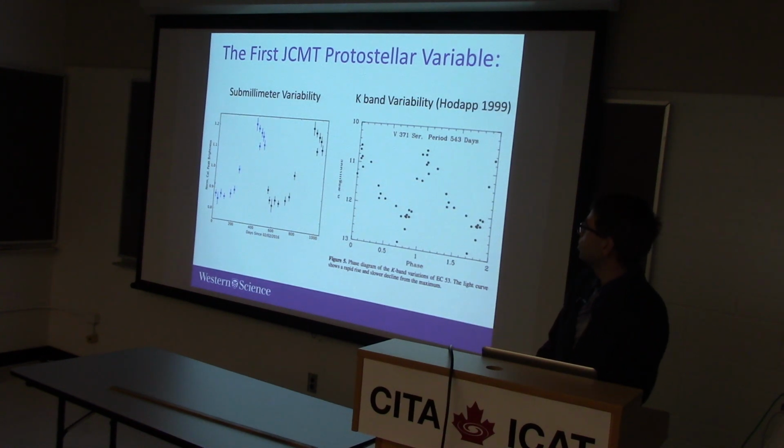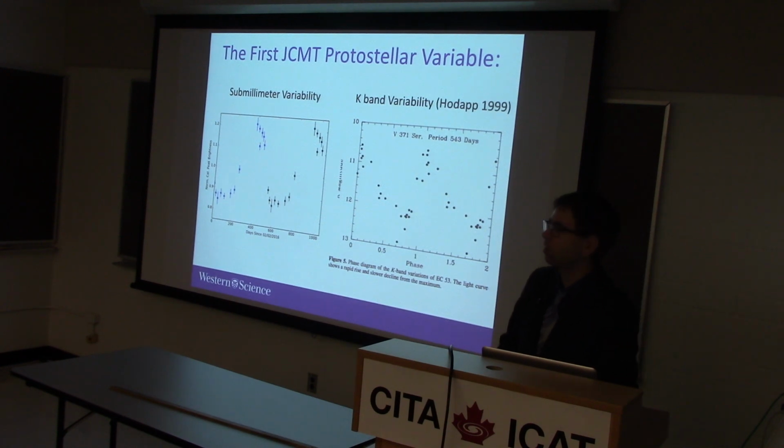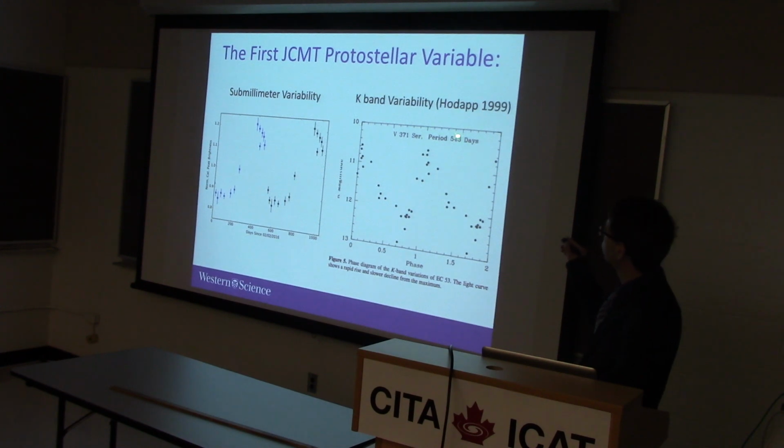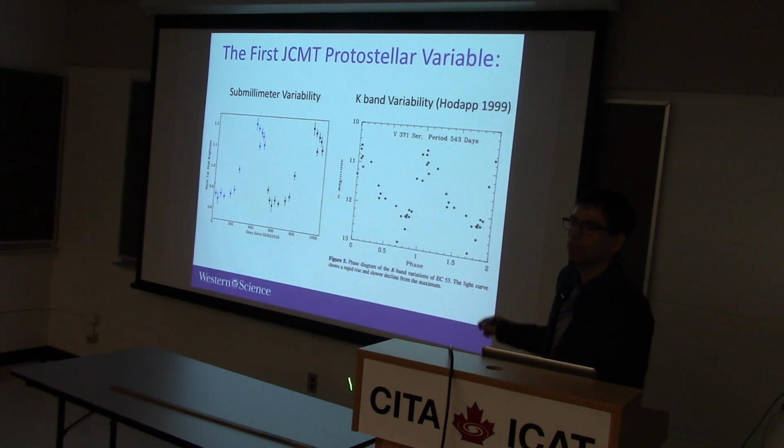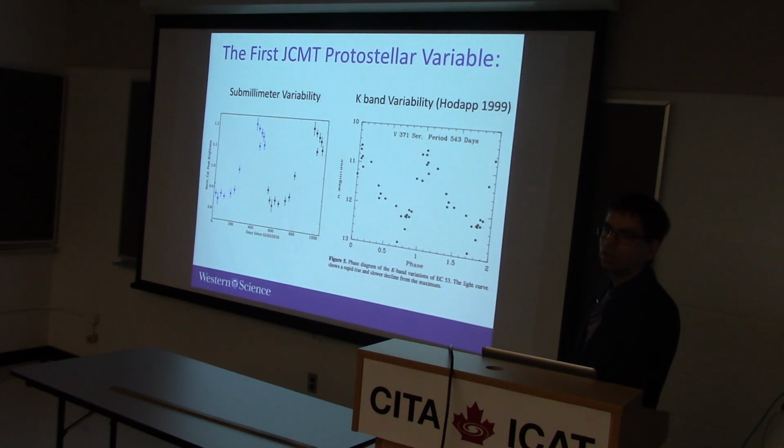It's not just episodic accretion where it goes through a burst. This particular star appears to have periodic brightening in the K-band. And in fact, if you look, K-band is about a 543-day period. If this comes back down, we're expecting it to be, again, a very similar period. It looks like the sub-millimeter period is about the same as the visible.